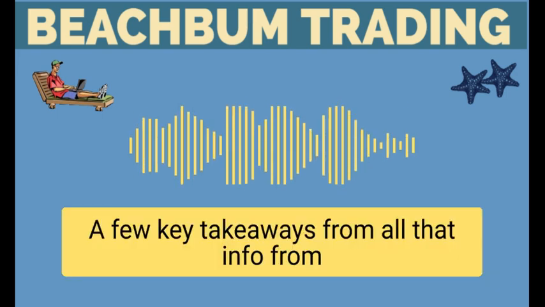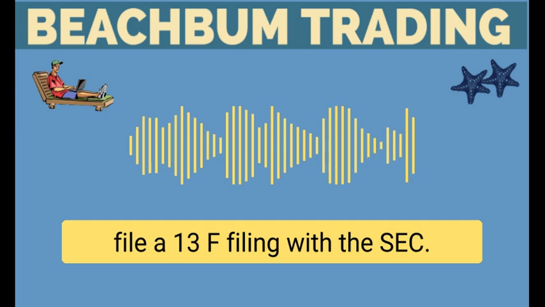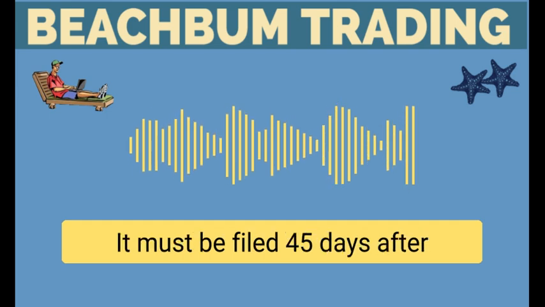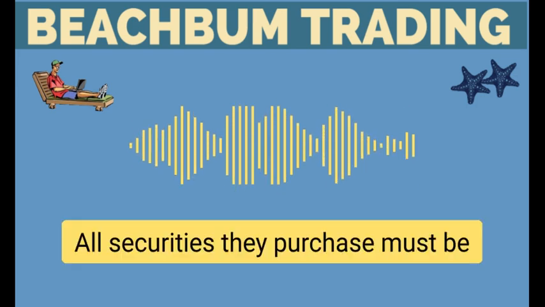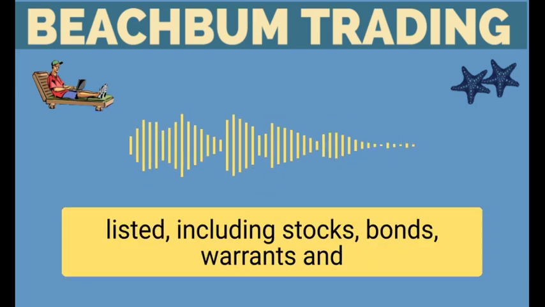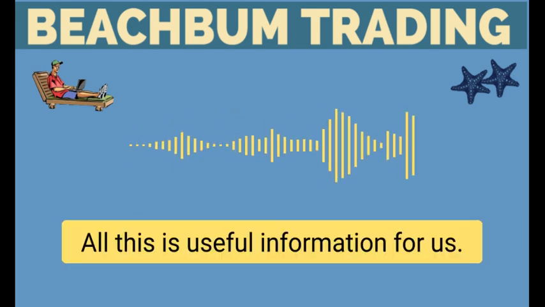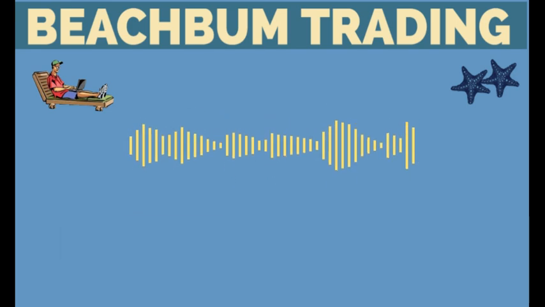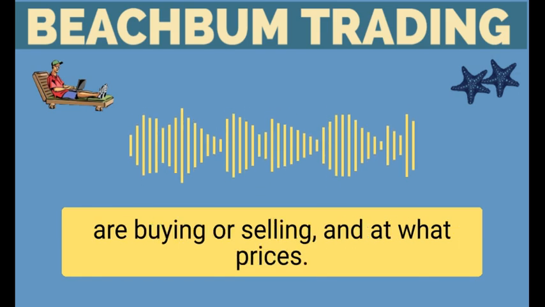A few key takeaways from all that info from above. All investors with portfolios over $100 million must file a 13F filing with the SEC. It must be filed 45 days after the end of a calendar quarter. All securities they purchase must be listed, including stocks, bonds, warrants, and the number of shares purchased. All this is useful information for us. It enables us to see exactly what our gurus are buying or selling and at what prices.